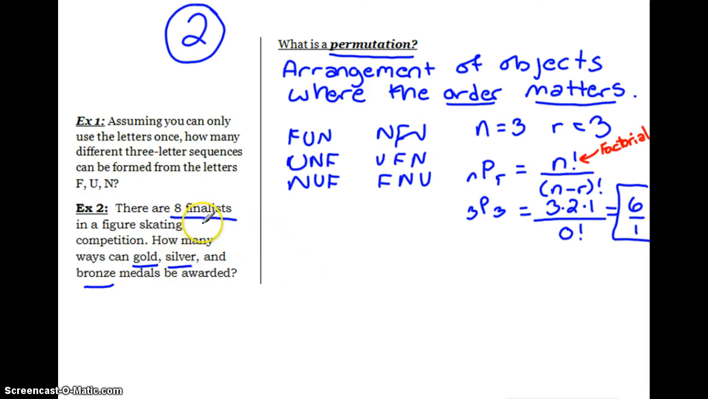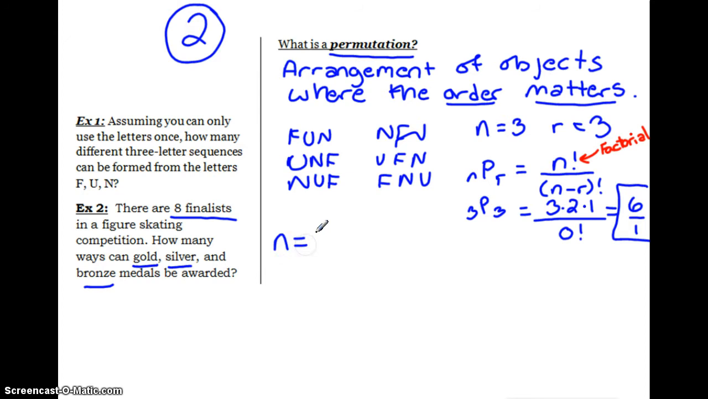Let's try to just go straight to using our formula on this one because we have 8 finalists. So that means the first person who gets to be a finalist could be gold, or the second person could be gold, or the third, or the fourth, or the fifth, or the sixth, or the seventh, or the eighth. So you have all these combinations. We don't want to always list them all. So we're going to go straight to using our formula.